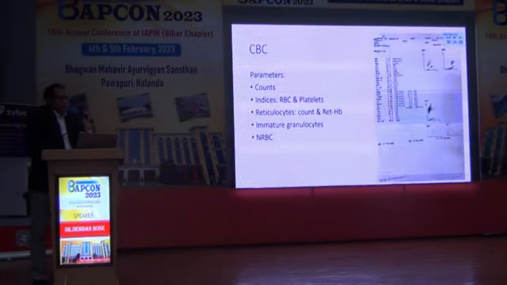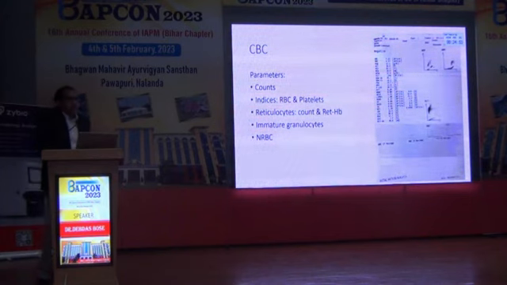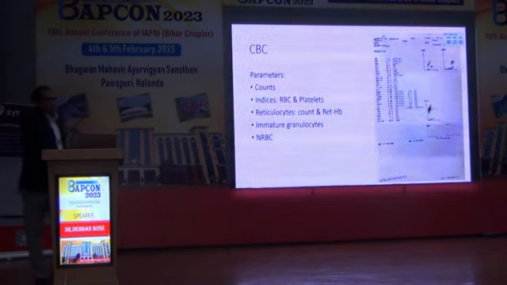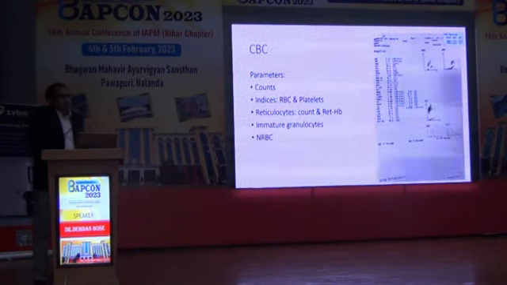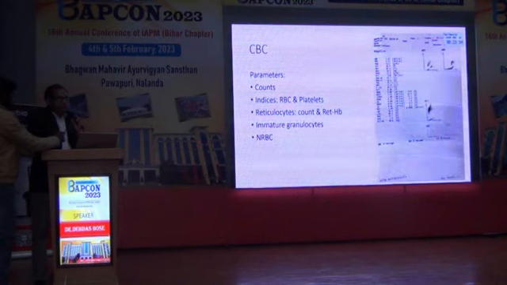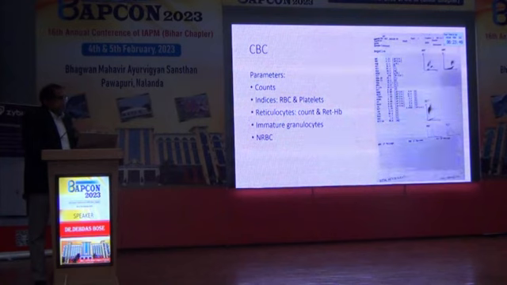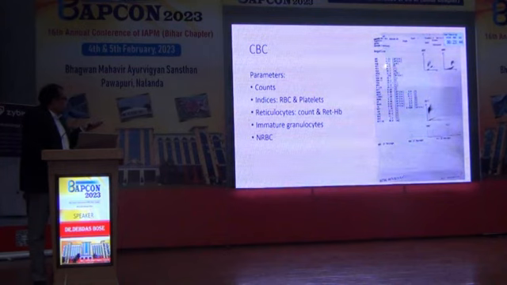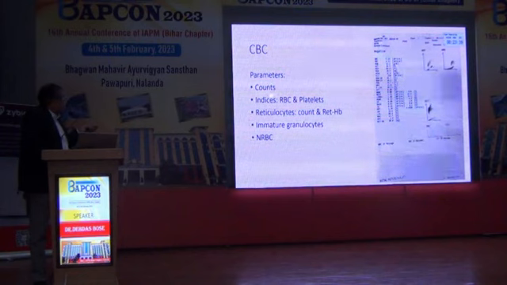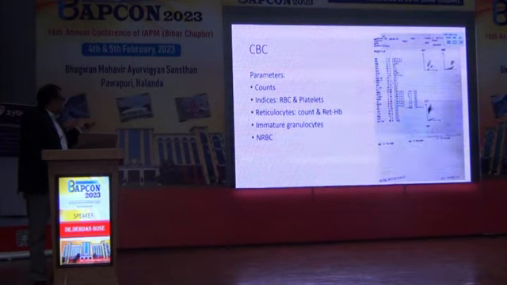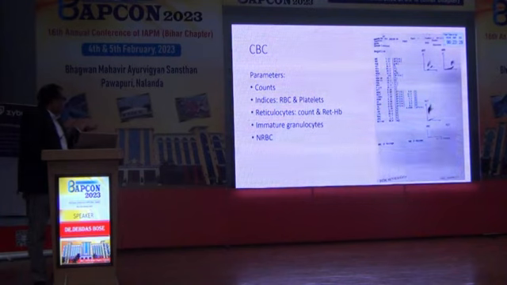So what are the parameters in CBC? Usually CBC nowadays is done in an automated hematology counter. I think every lab in our India has an automated hematology counter. Usually we do the complete blood count with the automated hematology counter, and it generates your report. It has so many parameters. It gives counts: RBC count, hemoglobin estimation, WBC count, platelet count. Then indices, which are usually derived: the RBC indices and platelet indices.